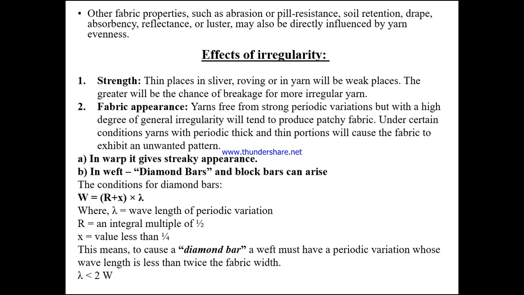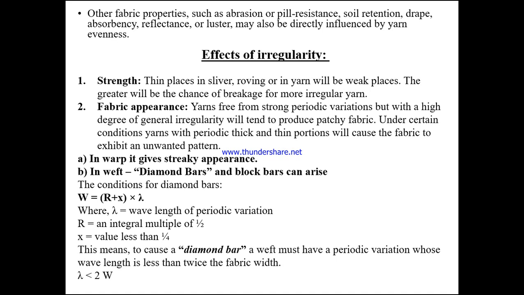The fabric appearance will be hampered when there is periodic variation in the yarn. Due to the periodic variation in the yarn, various kinds of streaky or patchy fabric will be produced, as I have already discussed. In warp, it gives a streaky appearance. In weft, diamond bars and block bars can arise. These types of defects depend upon the shape, dimension and appearance of the defects over the fabric.